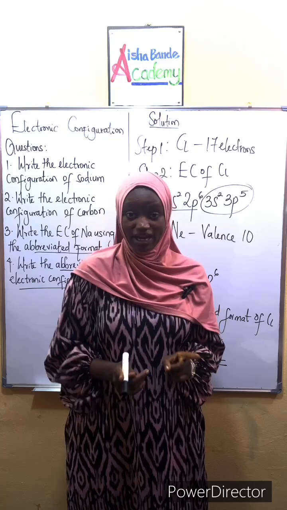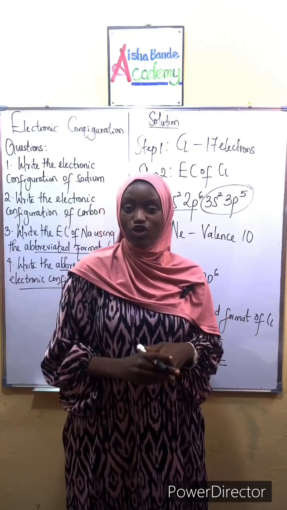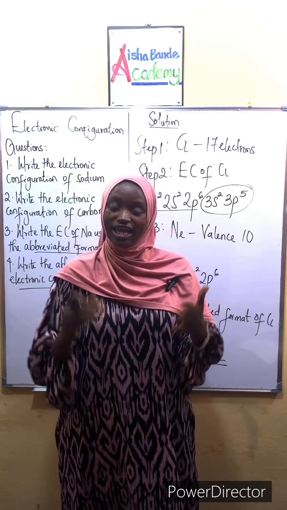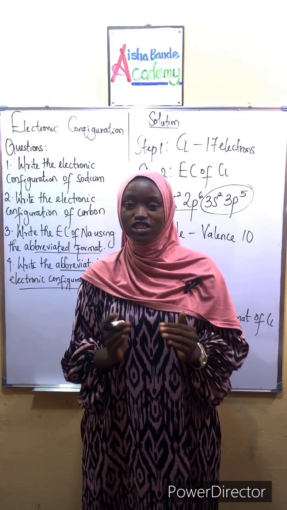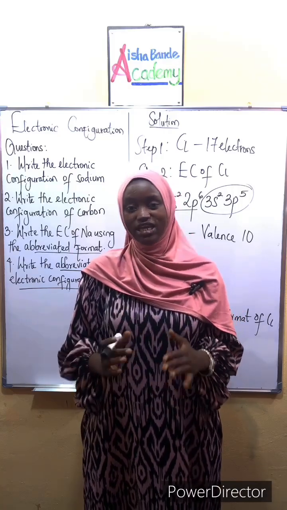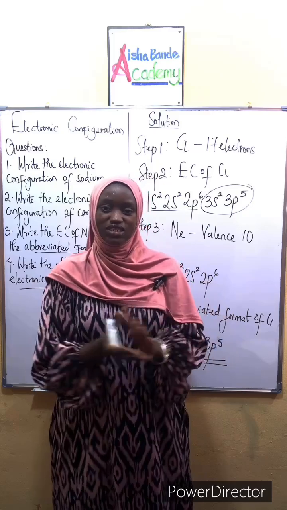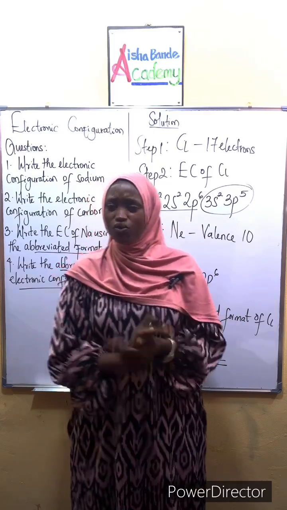Remember, after every one of my classes, I love to give exercises, right? So for today's exercise, kindly write out the electronic configuration of silver and write out the abbreviated form as our activity for today.